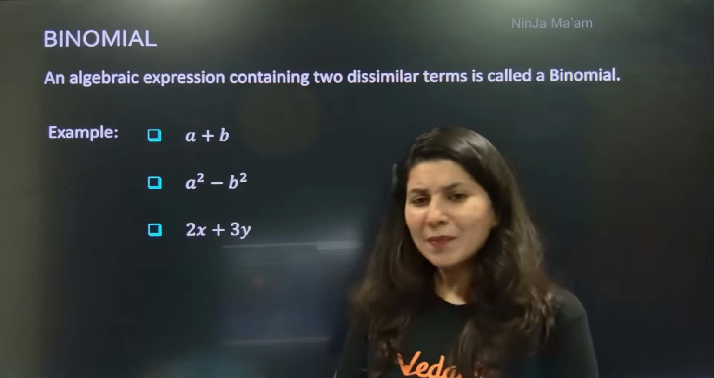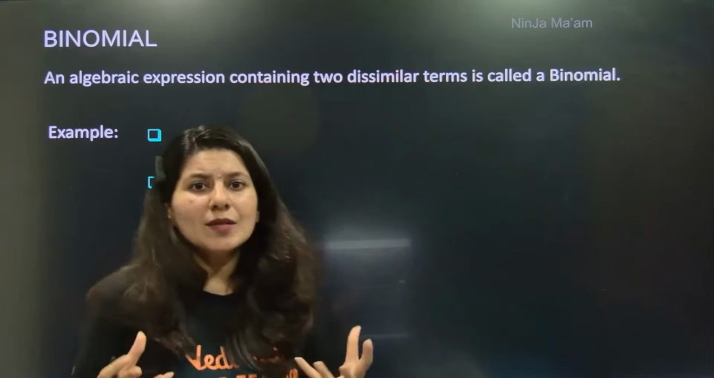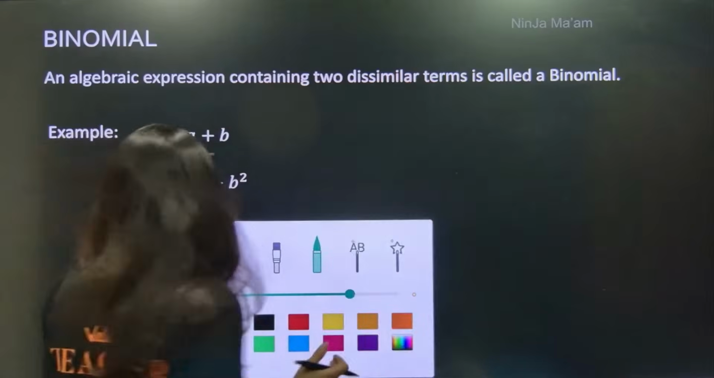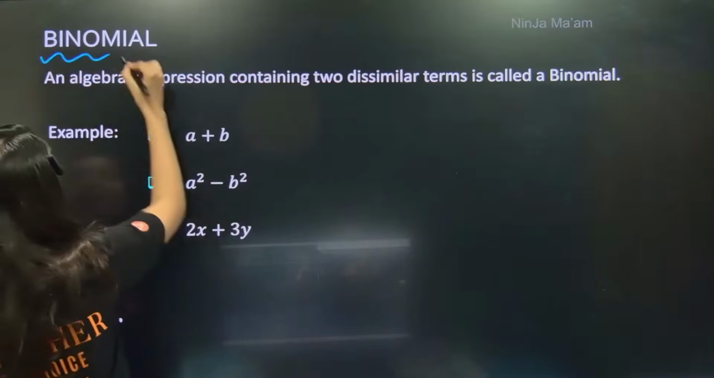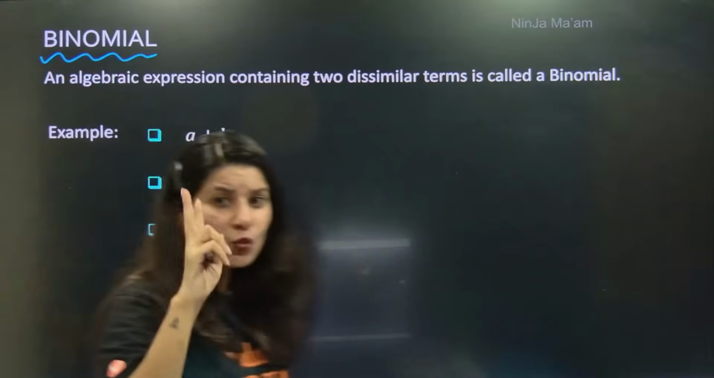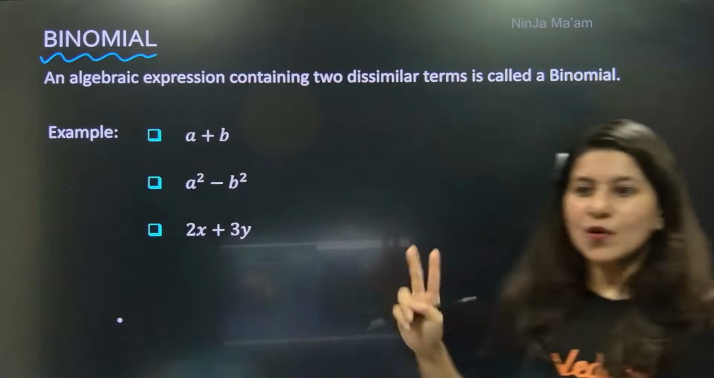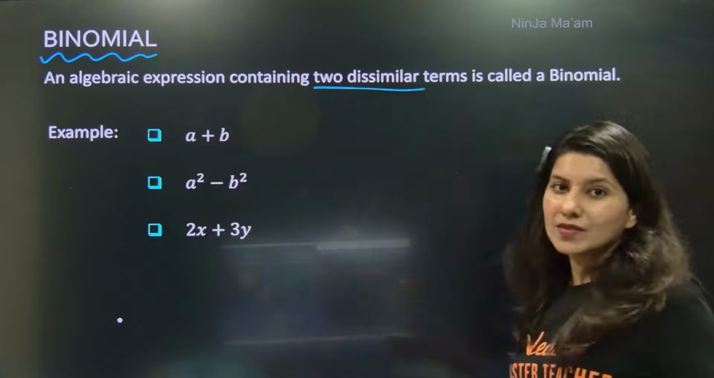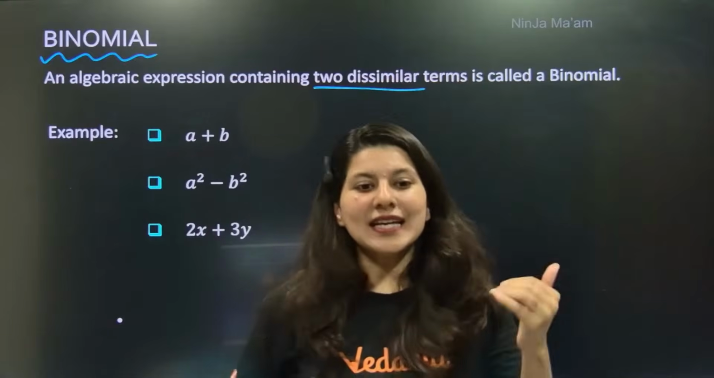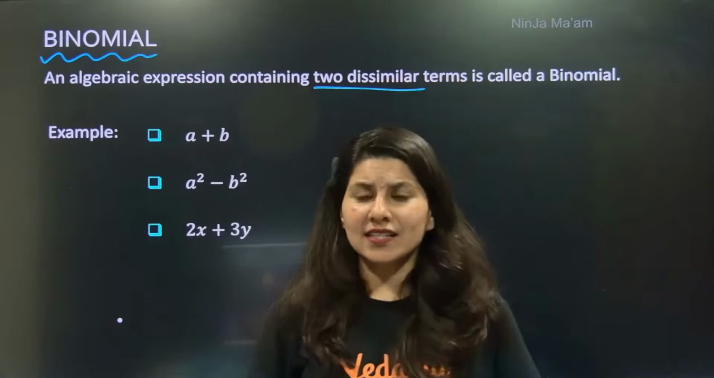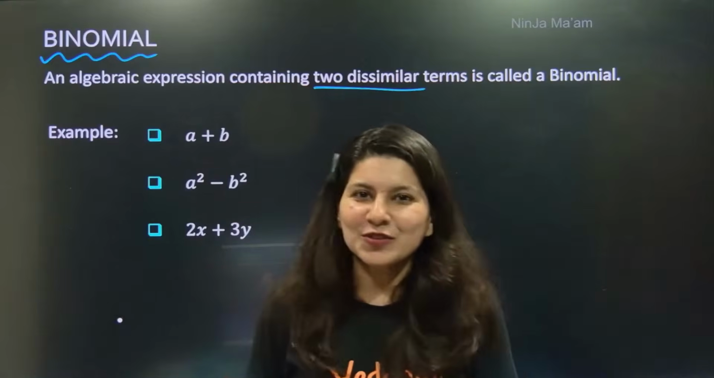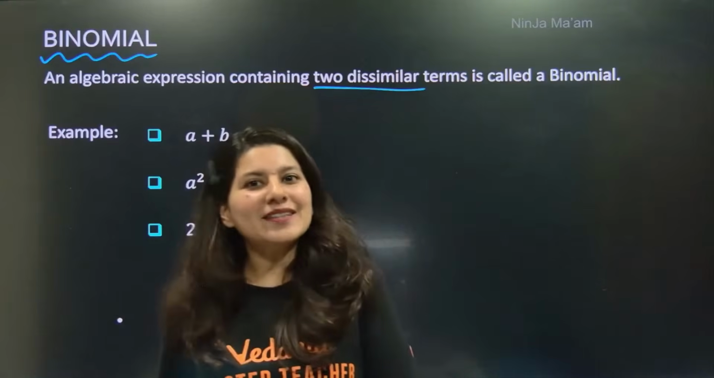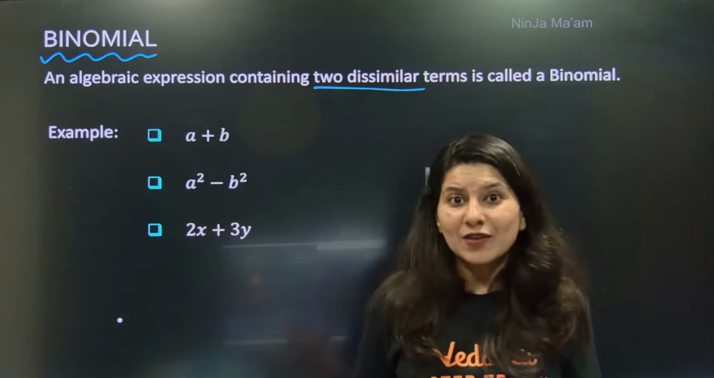What's the word binomial? Can anybody tell me? Binomial means two. So an algebraic expression containing two dissimilar terms. If somebody tells me that x plus x, two terms, is a binomial, no. This is going to become 2x, which is a monomial. It is not a binomial, right?